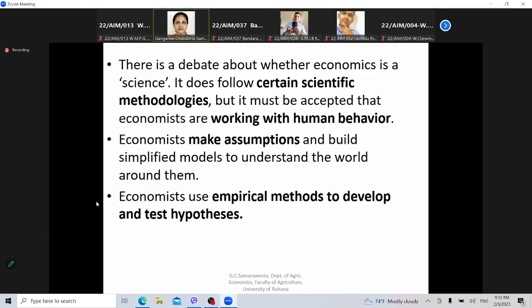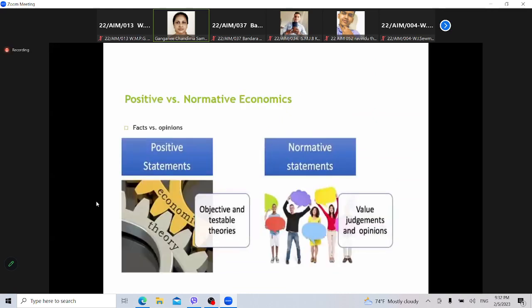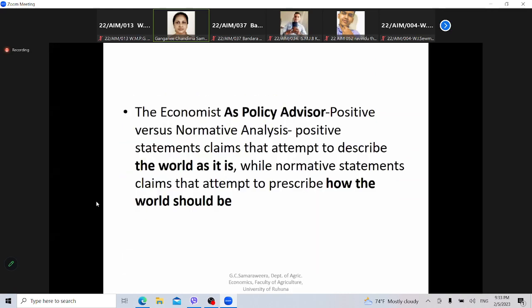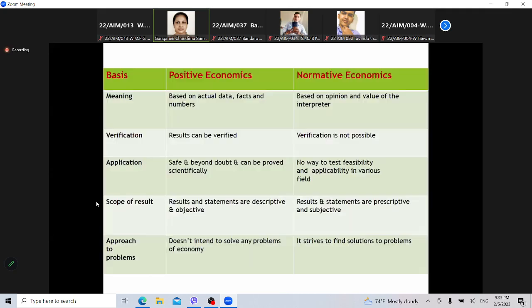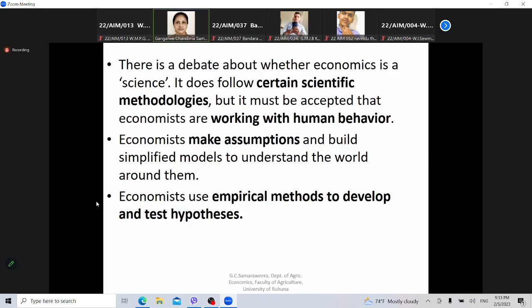Got it? These points: how you think as economists. Economists think about all human behavior in a scientific manner, and they are making assumptions. Before that, we discussed that they are thinking in terms of positive and normative economics. Based on that, they develop some policies. Finally, they develop and test hypotheses based on the previous literature. Up to now, I hope you got some idea.